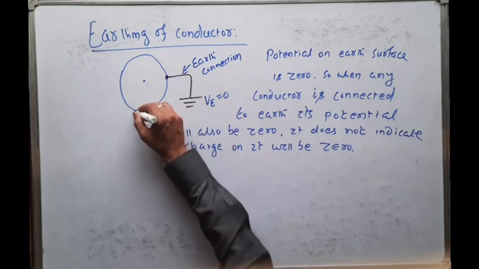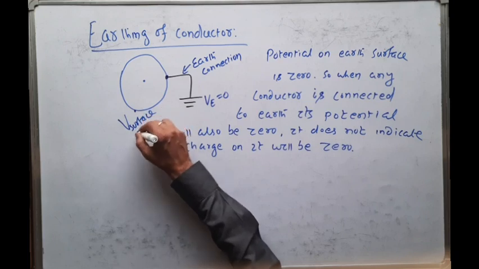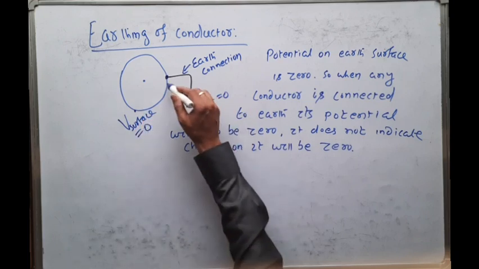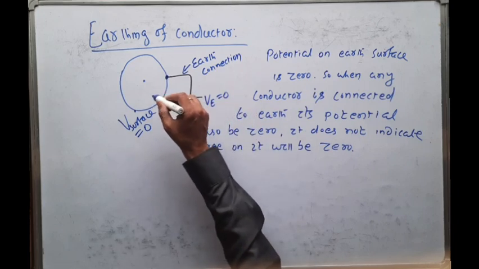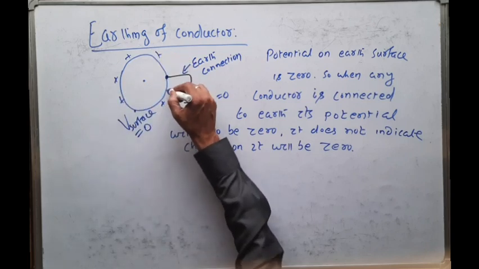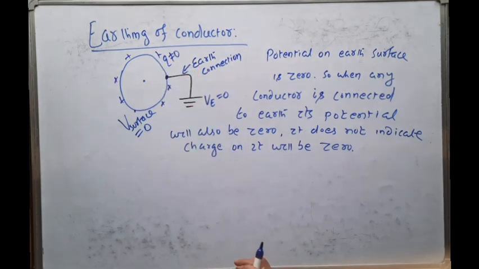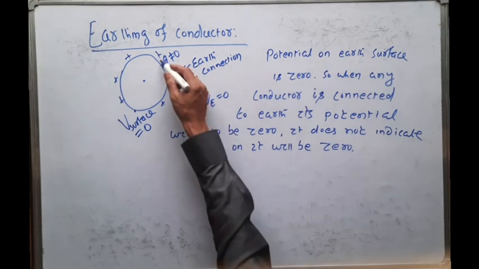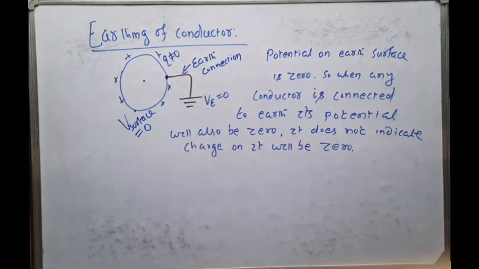So if this is the surface, here the potential on the surface is also equal to 0 because it is connected to the earth whose potential is also 0. But it does not mean that the charge on this sphere will be 0. That does not mean the charge is 0, it may or may not be 0. We will take an example so that it will be clear. If the potential on a conductor is 0, that does not mean that the charge on that conductor will be 0.